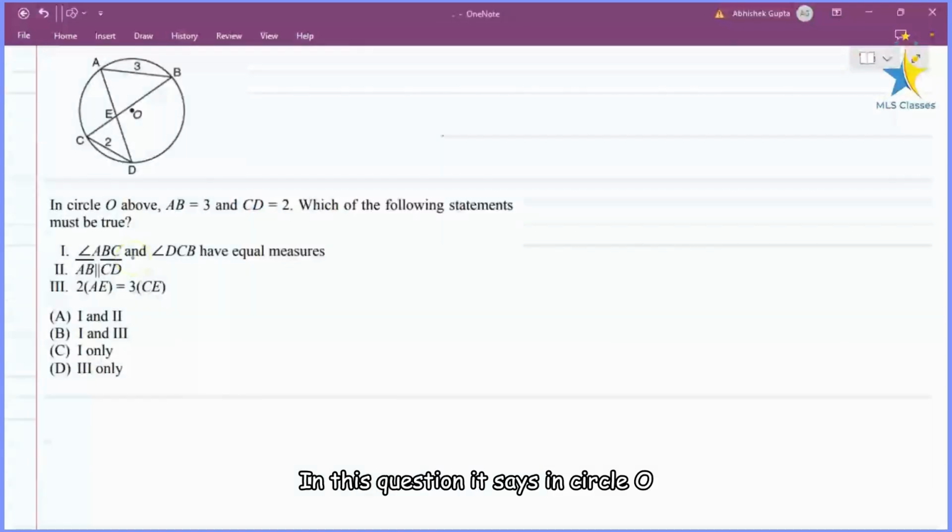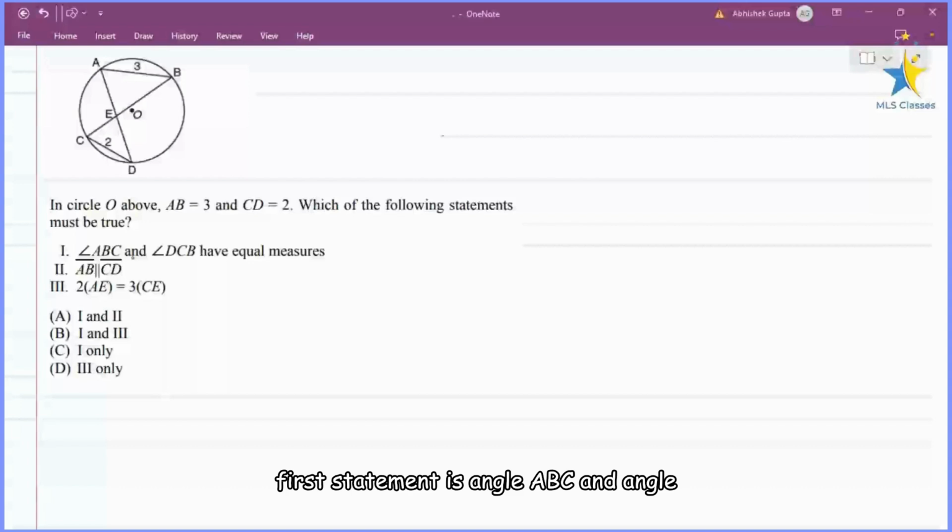In this question it says, in circle O above, AB is 3, which is given, CD is 2, which is also given. Which of the following statements must be true? The first statement is, angle ABC and angle DCB have equal measures. Angle ABC means this, and angle DCB means this. Will they have equal measures? No, they will not have equal measures.